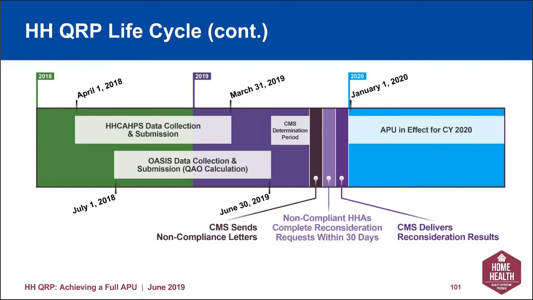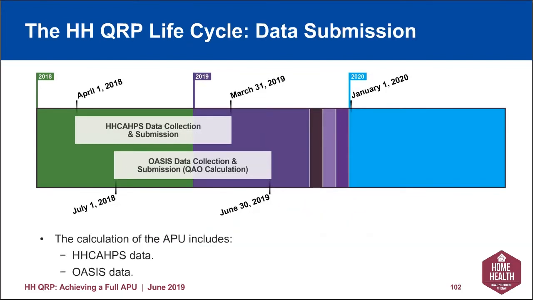All the backup data to that APU decision starts in January of 2018. It begins with the data collection period for OASIS data and for HCAHPS, and it ends with the final decision. So let's take a quick look at the individual components.